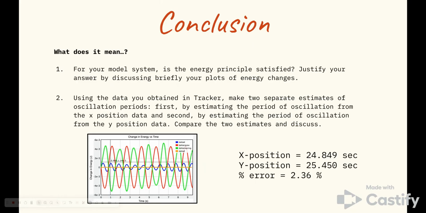The two estimates are very similar, and the only difference we can associate to being negligible, and we can say that it is possibly due to the fact that in Tracker I'm manually clicking it. Depending on where I'm clicking, there could be some changes. Also, if there are some external forces, they're going to change the movement of the spring, which would change the period of oscillation.